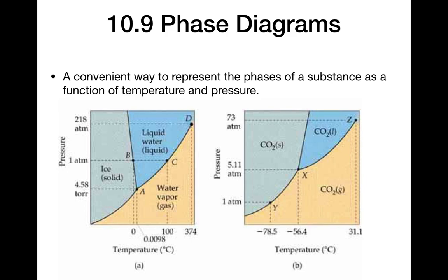One thing about the liquid and ice barrier, or line between liquid and ice in water, is it has a negative slope. And that actually allows us to understand that if you raise the pressure on ice, you can melt it.